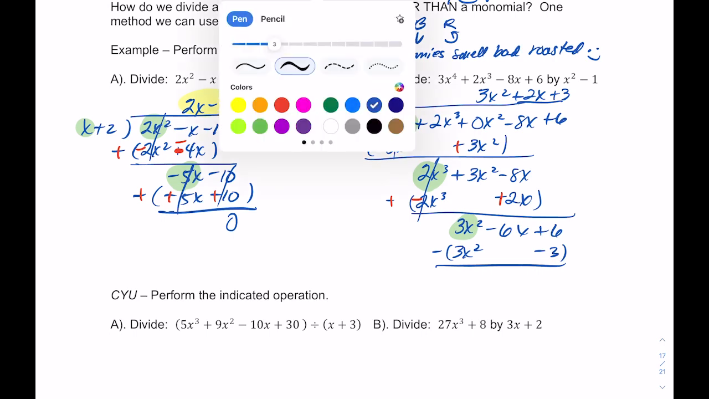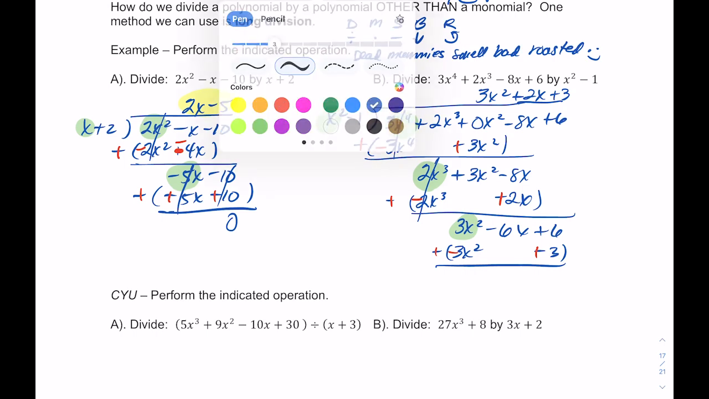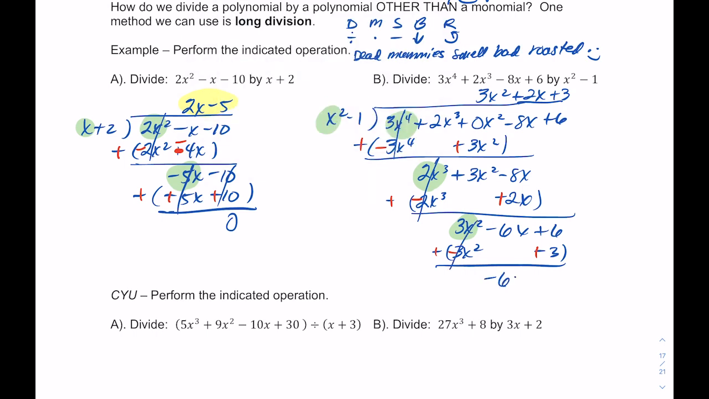And then I'm going to change the minus to a plus, change the signs on the inside. And I get negative 6x plus 9. This is your remainder. So what I need to do is just put a plus and take my remainder and place it back over my divisor. So your final answer is 3x squared plus 2x plus 3 plus negative 6x plus 9 divided by x squared minus 1.